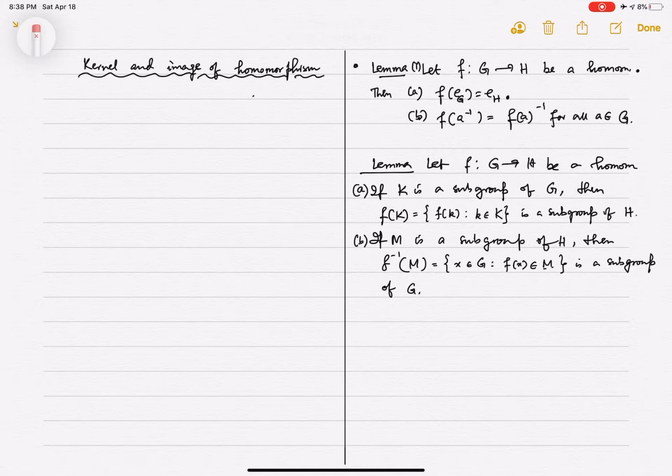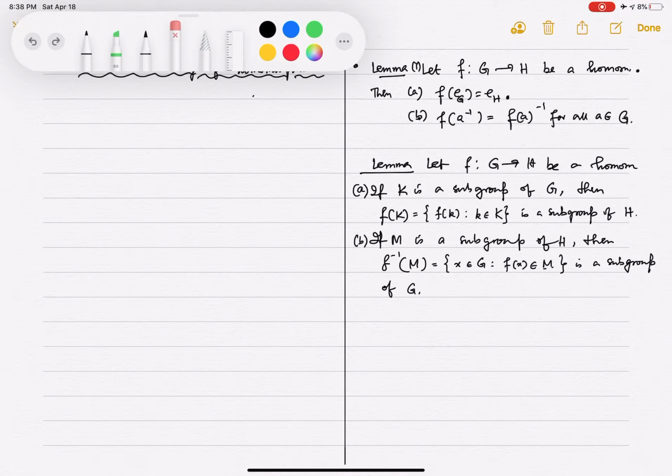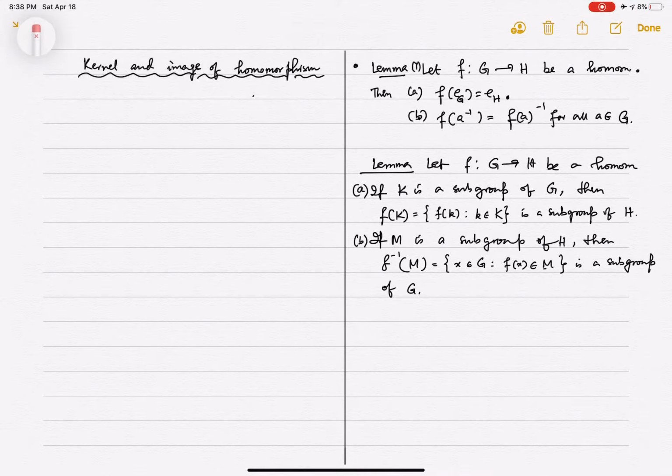Let's study kernel and image of a homomorphism. And when I say homomorphism without qualification from now on, I mean group homomorphism, because groups are what we are studying. So remember, let's take a homomorphism.